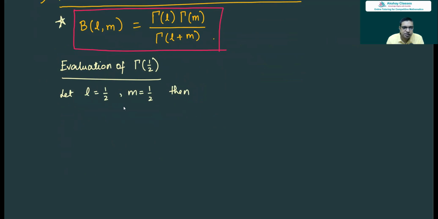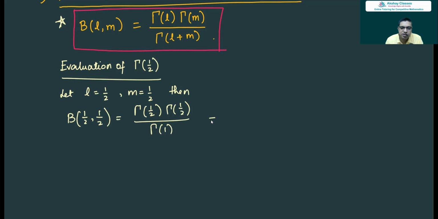Then what happens? Beta of half comma half will be equal to gamma of half into gamma of half by gamma of 1. And we know gamma of 1 is 1. So we get gamma of half whole square is beta of half comma half. So gamma of half will be under root of beta of half comma half from this.